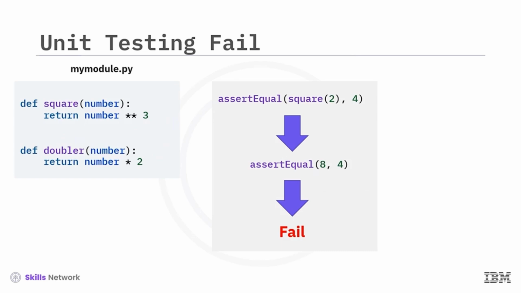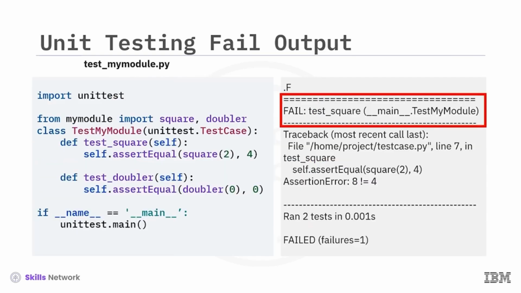But what happens if the function was not implemented correctly? Consider the square function where you wrote the code to calculate the cube of a number instead of square. The function fails and an output is generated. Let's review the sample output of a failed unit test. The output clearly displays that the unit test failed. For example, the output states FAIL: test_square (__main__.TestMyModule) with capital T and M and no spaces.